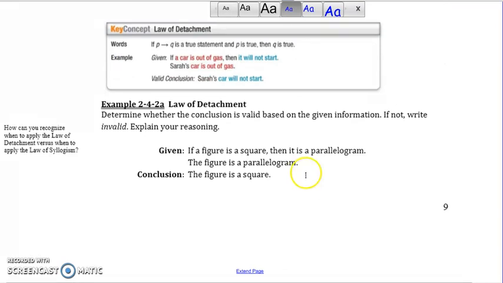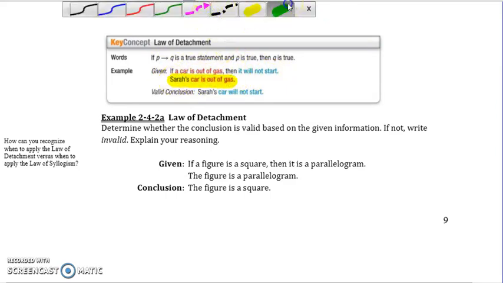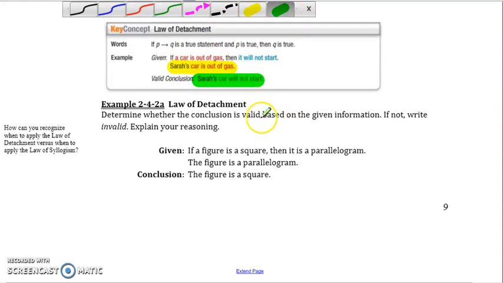Now we're going to look at the law of detachment. Law of detachment is basically an if-then statement that's true, and then we state the hypothesis, and then we can conclude the conclusion. In this example, if a car is out of gas, then it will not start. Sarah's car is out of gas, so we can conclude her car will not start. We always have to have the if-then statement, we have to be given the hypothesis, and then we can conclude the conclusion. And it has to go in that order.